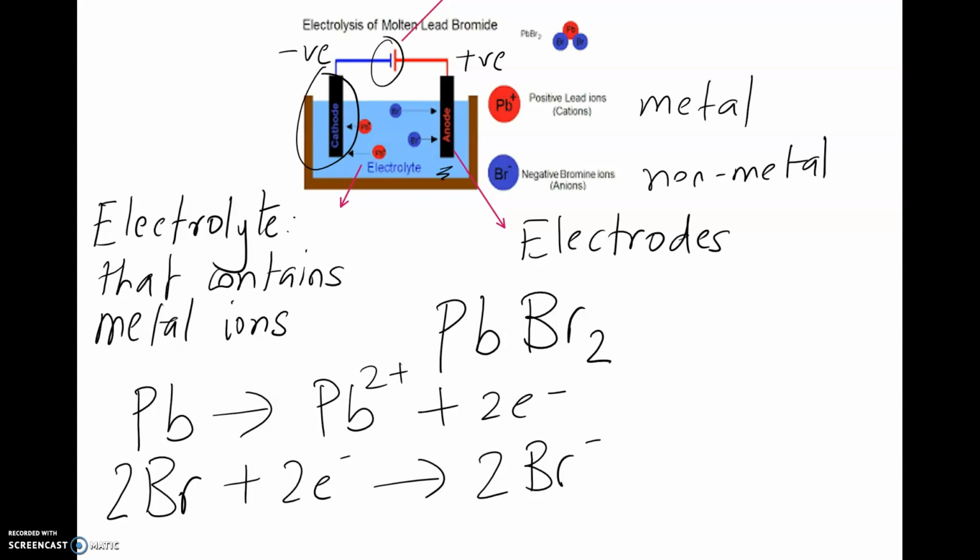If I start with my Pb2+, it's got a 2 plus charge. To make my Pb, to cancel the 2 plus, I'm going to need 2 minus here. So this gets cancelled with these 2 electrons. If you cancel these out, I'm left with my Pb. And again here, to cancel out the 2Br- and 2Br-, you've got a 2e- charge here.